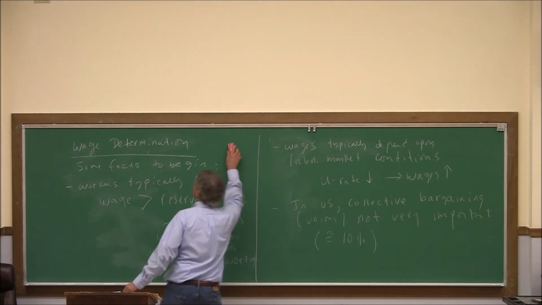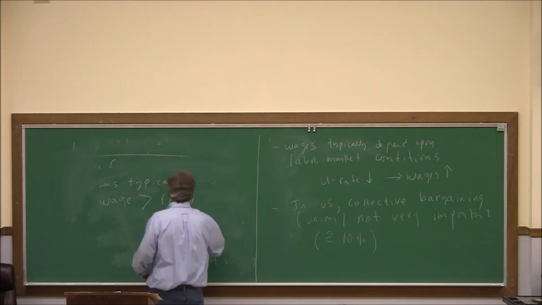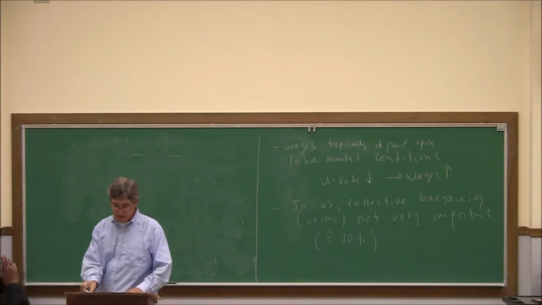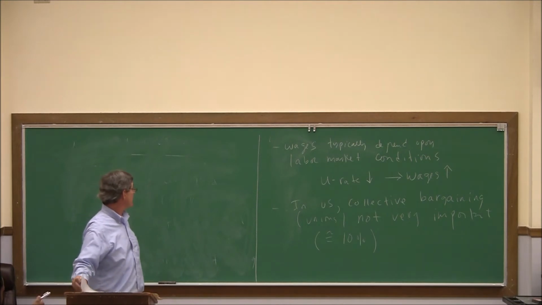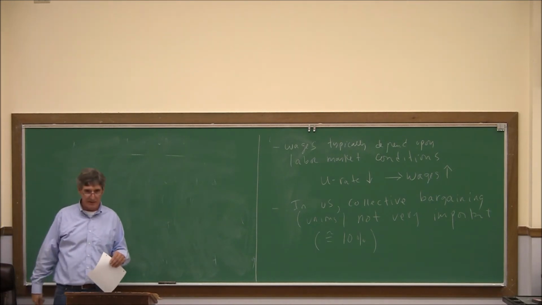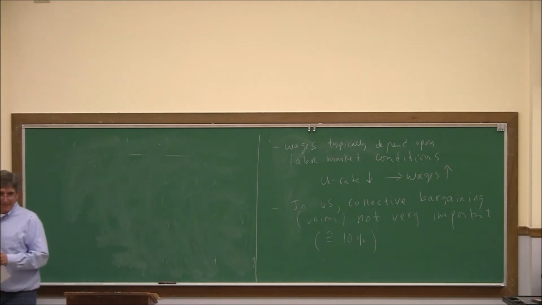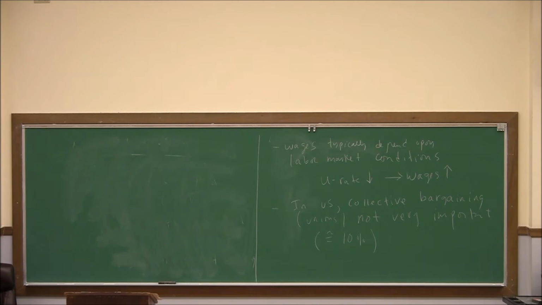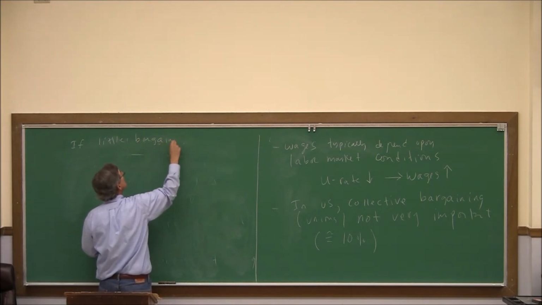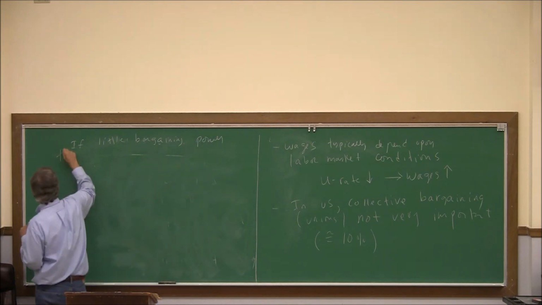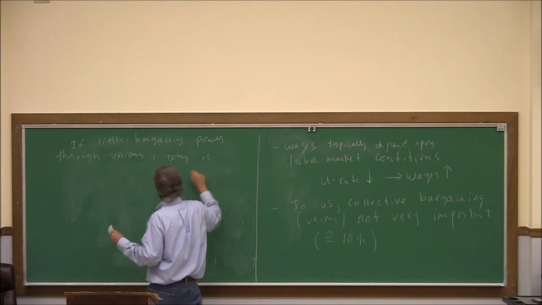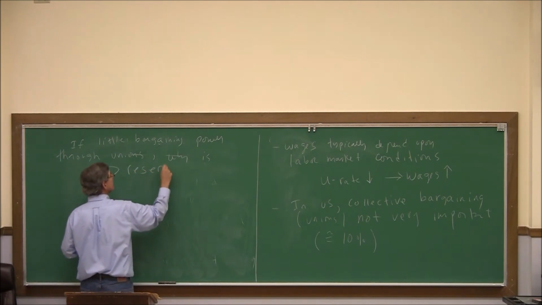So then we could say, if there's little bargaining power through unions, why are wages higher than they need to be? So then the next question is, yes? What's that little sign? That's approximately. So it's an equal sign with a squiggly line on top of it. Sometimes they just do two squiggly lines, but that more means similar to. So I didn't want to confuse it with that. It means approximately. If little bargaining power through unions, why is the wage greater than the reservation wage?